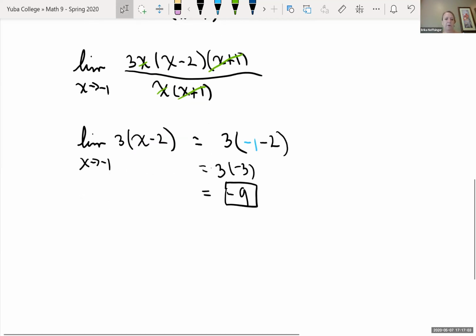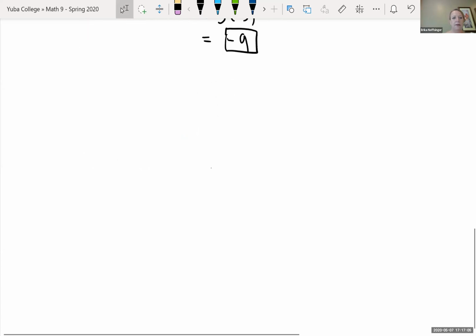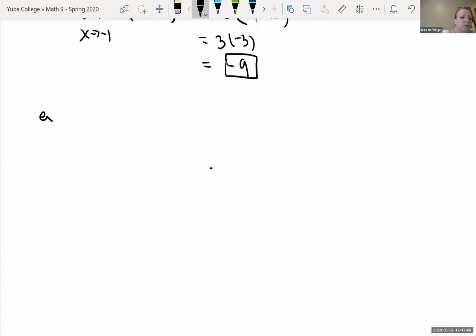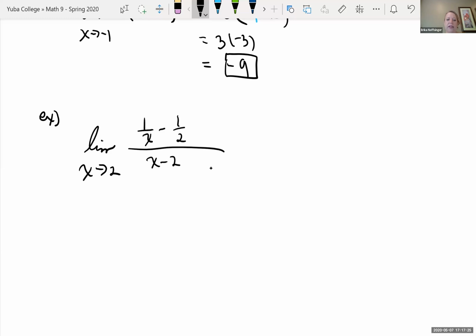Okay, maybe one more, limits. So if we're looking at the limit as x is approaching 2 of 1 over x minus 1 over 2, all over x minus 2. Okay, so right away I can see that when I plug in 2 for x, I'm going to get 0 in the numerator and 0 in the denominator. So again, we have an indeterminate form, and so we need to manipulate this.